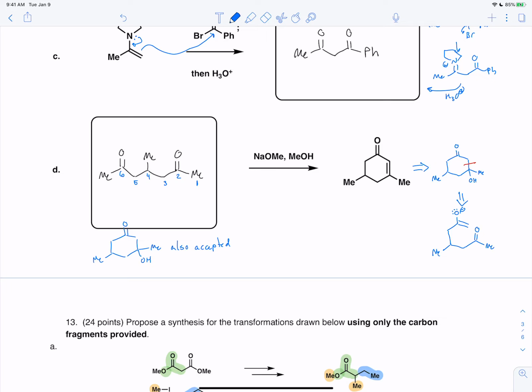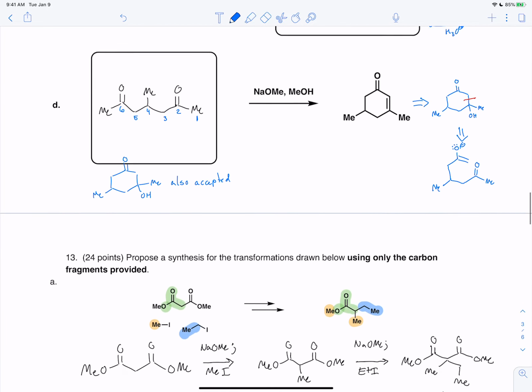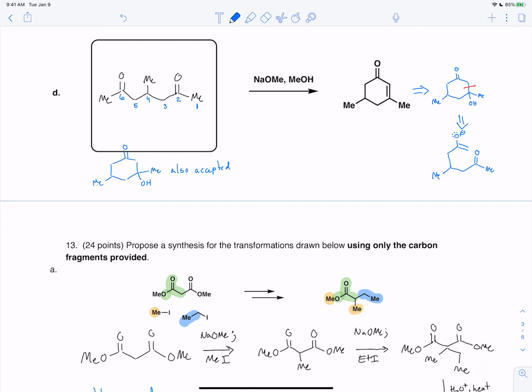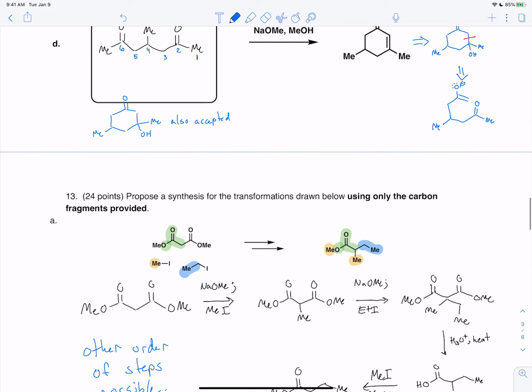An answer that I also accepted, because it is technically correct, but I would say that this is certainly not what I was looking for. The initial aldol product also technically is correct, because if you treated this with sodium methoxide and methanol, you would get that alpha-beta unsaturated ketone. So I think a couple people had that answer, and what can I say? It was correct.